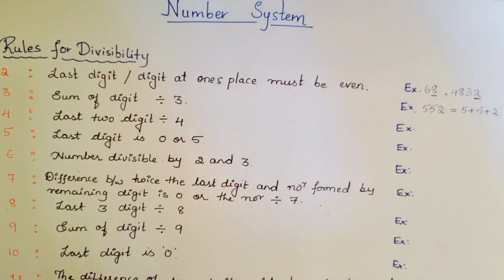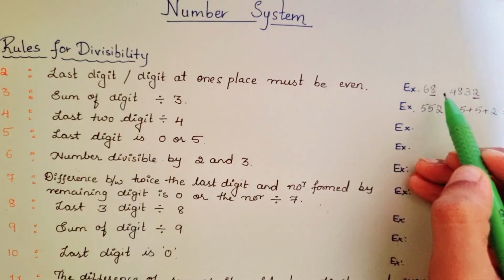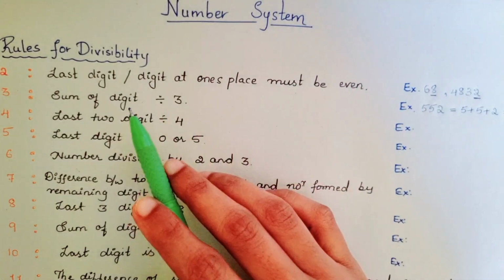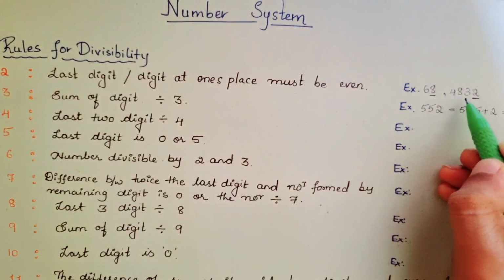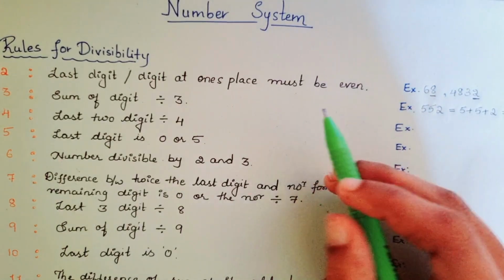The last digit or the digit at one's place must be even. So generally if you take a number 68, the last digit is 8, it is an even number. So it will be divisible by 2. Taking a much bigger number, that is 4832, the last number is 2, that is even. So definitely it will be divisible by 2.